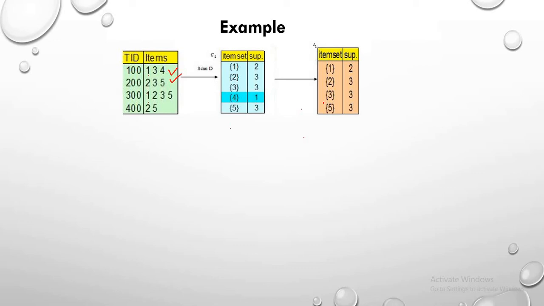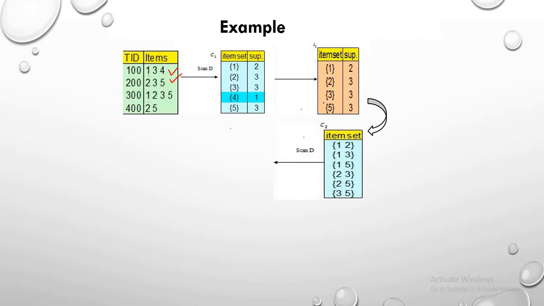So as 4 is having only 1, we want to remove that. So you can see that 1 is 2, 2 is 3, 3 is 3, 5 is 3. So 1 is removed. Okay, so 1 is removed. So next procedure will go. What is the next procedure?